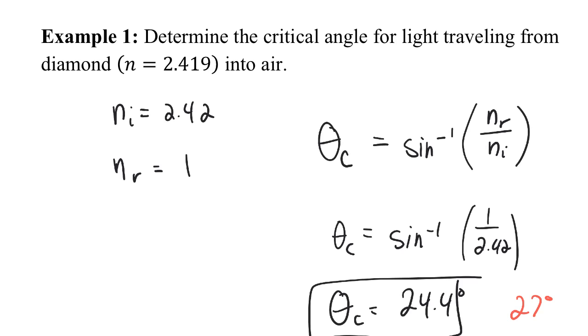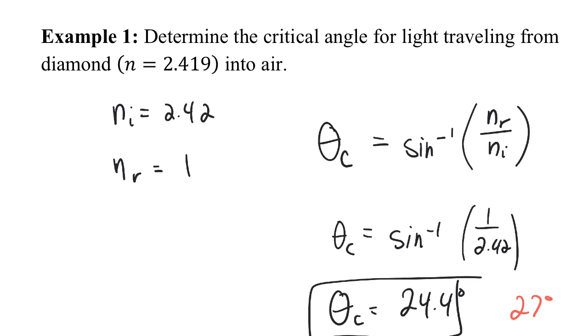But the majority of the angles, between 24.4 all the way up to 90, if light hits the surface from diamond to air at any of those angles, it's not going to leave this diamond. It's going to sparkle, which is why diamonds sparkle so much. The majority of things are exiting at angles greater than this.